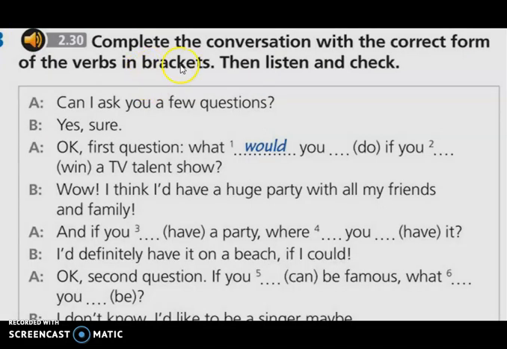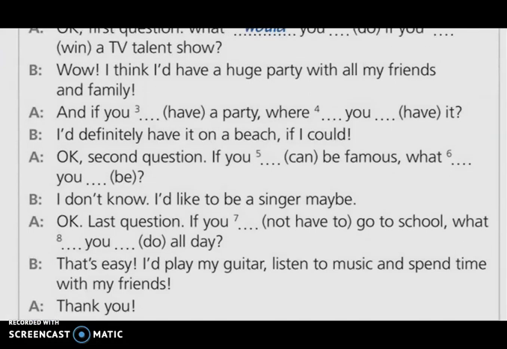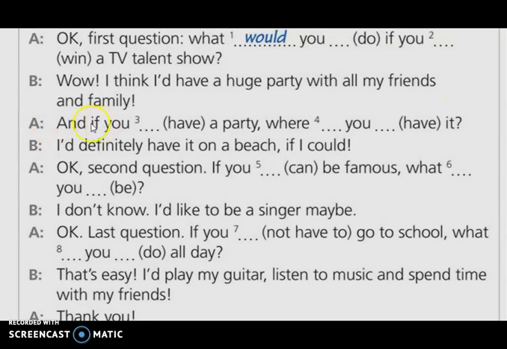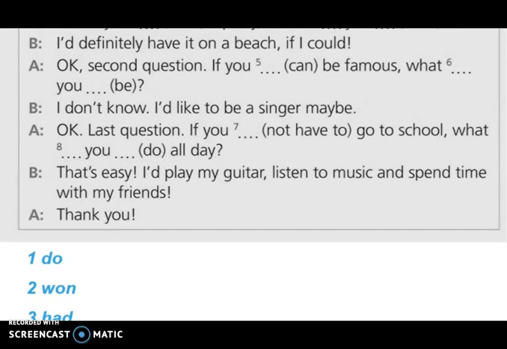Now we have to complete the conversation with the correct form of the verbs in brackets. Then we're going to listen and check our answers. Can I ask you a few questions? Yes, sure. Okay, first question. What would you do or did? Of course, do. What would you do if you won a TV talent show? So do and won. Next, and if you had a party, where would you have it? So had and would have.